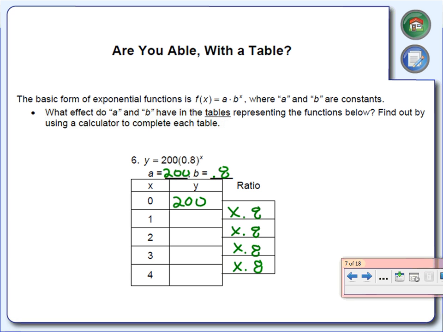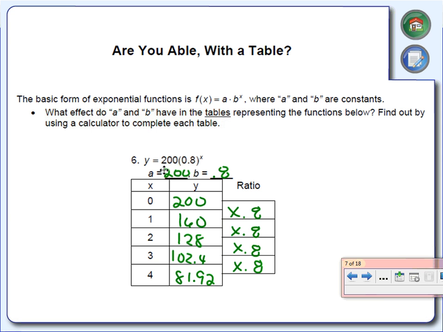All right, so let's go to the calculator. We already know 200 is the first one. What would be the next one? Use your calculator. 160, very good. 128. 102.4. And 81.92. So notice there are some things that we can tell about the table simply by looking at the equation itself. We can tell what our value next to 0 is going to be. We know what the ratio is going to be simply by looking at the equation. And we can tell whether the numbers are going to get larger or smaller based on the ratio, or our B value. All right, so that takes care of number 6.